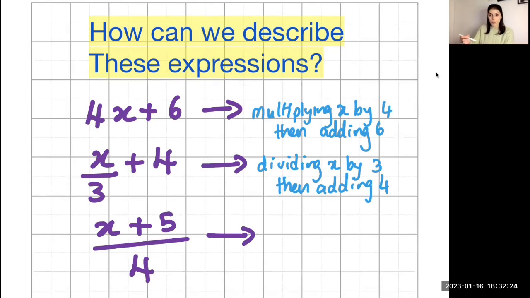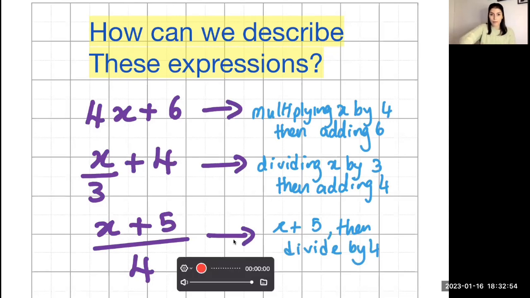So the last one says x plus 4, then all of it divided by 4. So notice how this is different to the one before. Okay, everything is divided by 4 here. Okay, so you do x plus 4, x plus 5, sorry, then divide by 4. So if you're working backwards, you would times by 4 first and then subtract the 5. Okay, so thank you for correcting me. It was x plus 5.